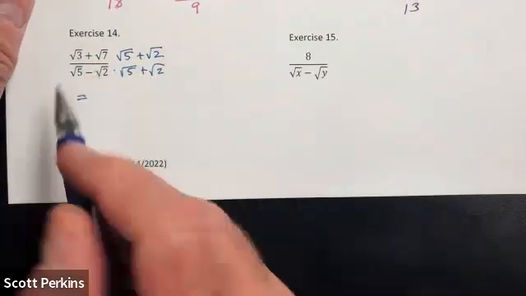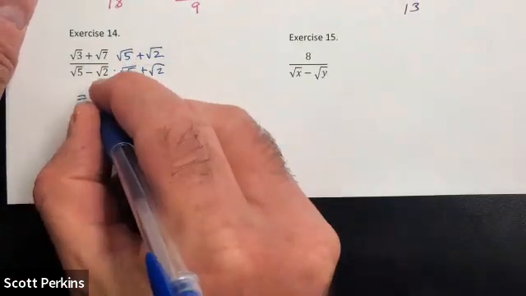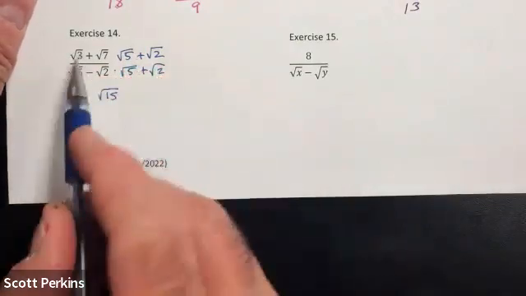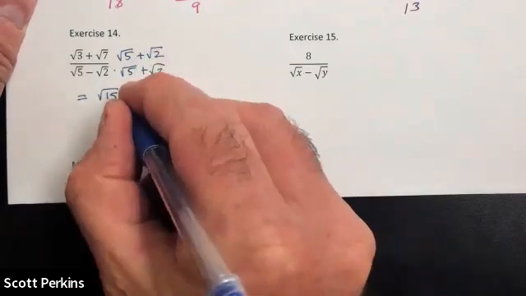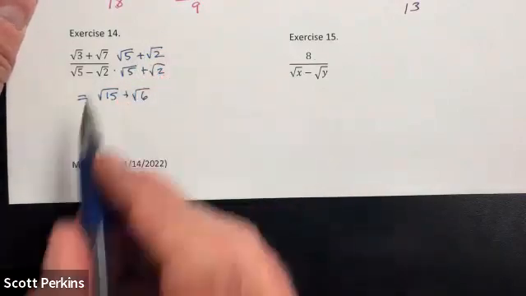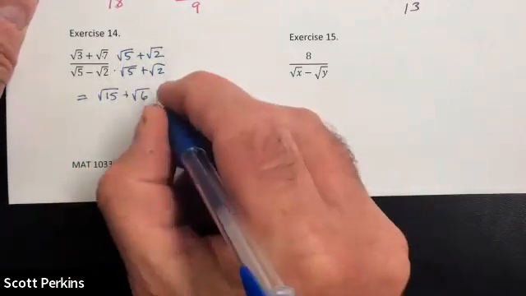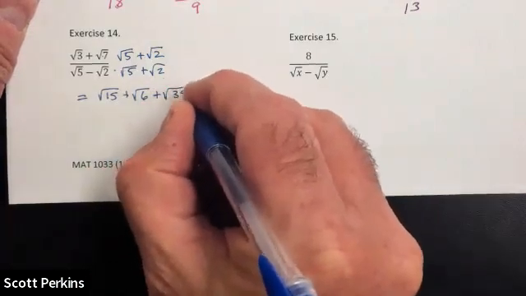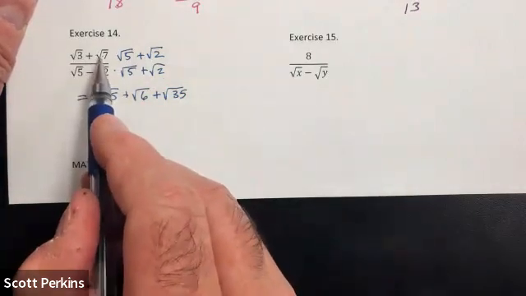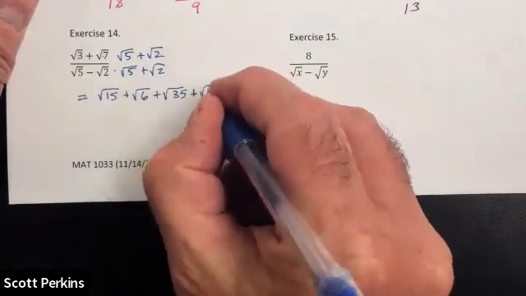So in the top, my first square root of 3 square root of 5 is square root of 15. My outers, square root of 3 square root of 2 is square root of 6. My inners, square root of 7 square root of 5 is square root of 35. And then finally, lasts, square root of 7 square root of 2, square root of 14.